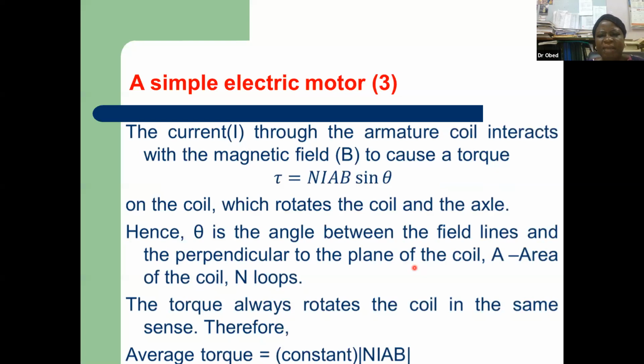So the current through the armature coil interacts with the magnetic field B to cause a torque, given by this equation. The torque is produced on the coil, which rotates the coil and the axle. N is the number of turns, I is the current, A is the area, of course. Theta is the angle between the field lines and the perpendicular to the plane of the coil.